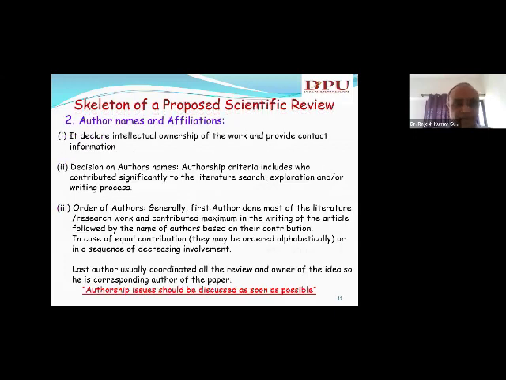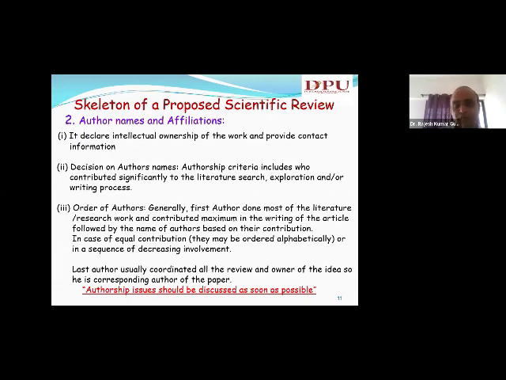Coming to the second part, that is authors' names and affiliations. So it declares intellectual ownership of the work and provides contact information. Decision on author names: authorship criteria include who contributed significantly to the literature search, exploration, and or writing process. Order of authors: generally, the first author has done most of the literature or research work and contributed maximum in the writing of the article, followed by the names of authors based on their contribution.